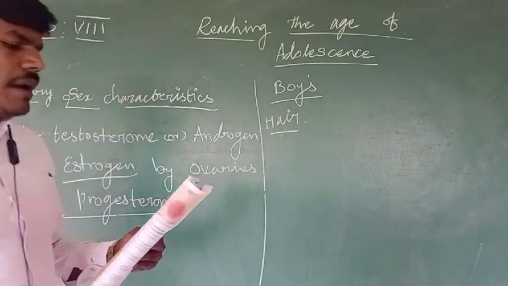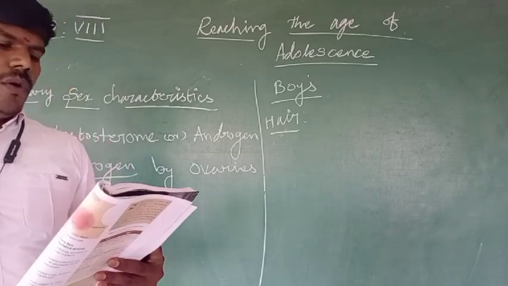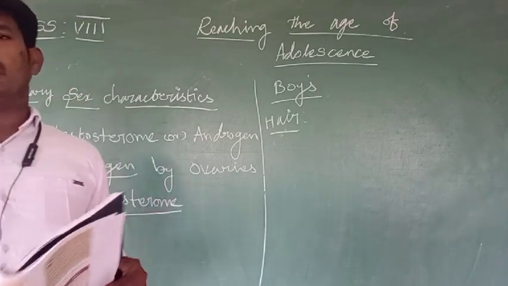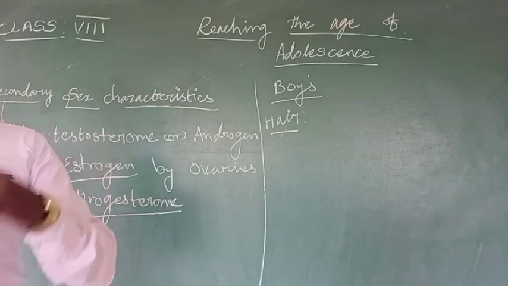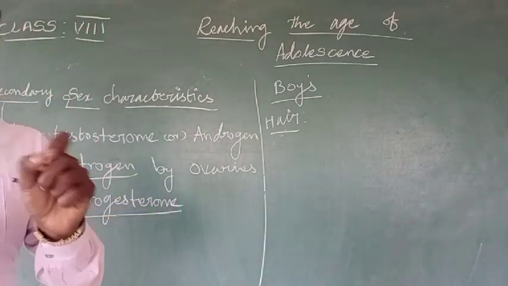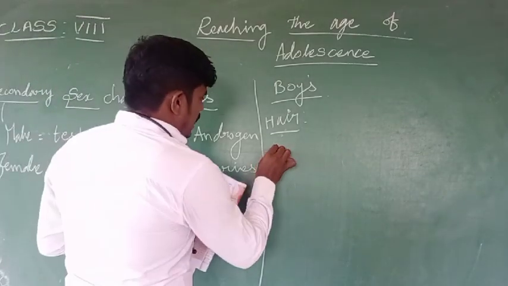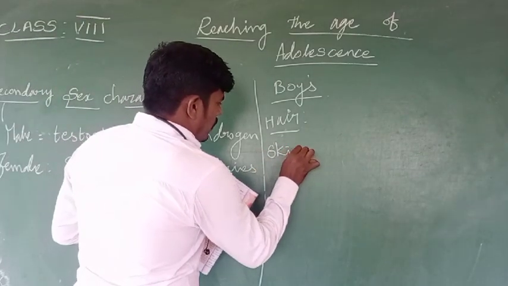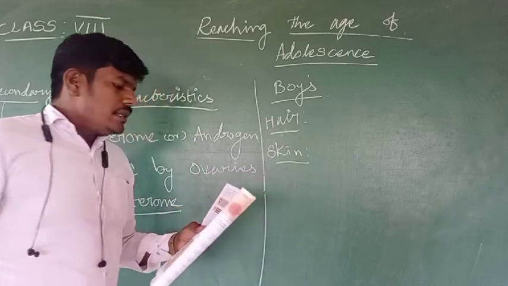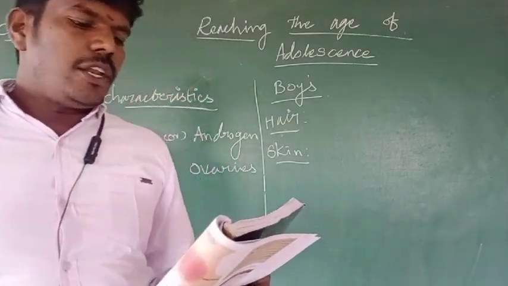Immediately after the development of the primary sex characters, the pubic hair appears, followed by axillary and facial hair. After puberty, pubic hair develops first, then facial hair and axillary hair. And the second one, skin. The skin becomes porous and the pores in the skin enlarge.